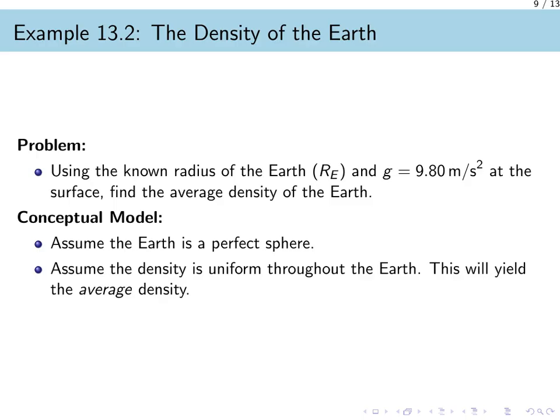To solve this, we will begin by creating a simplified conceptual model. We will assume that the Earth is a perfect sphere and that its density is uniform, or constant, throughout its entire volume.